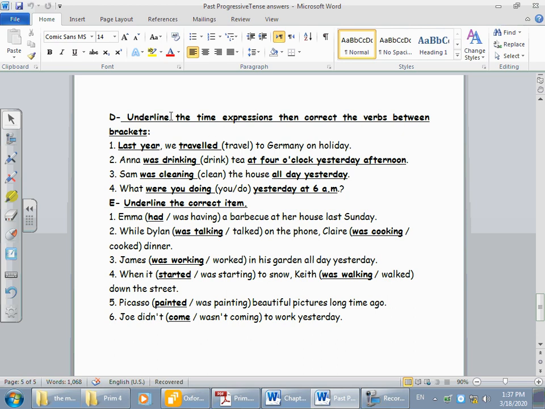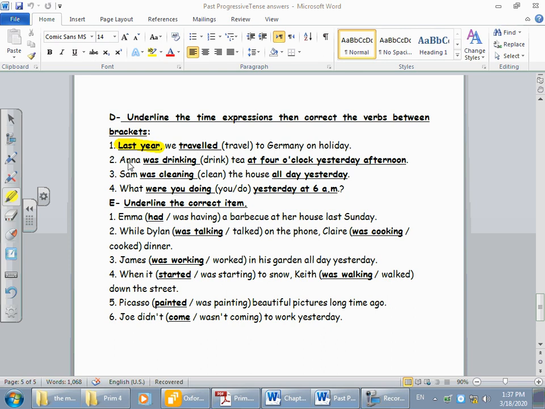Question D. Underline the time expressions, then correct the verbs between brackets. Number 1, last year we traveled to Germany on holiday. Where is the time expression here, or the key word? Last year. Let's highlight it. And the verb is travel. It should be traveled, because this is past simple tense.